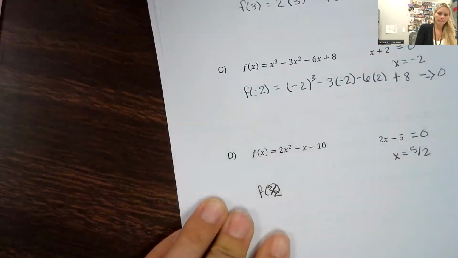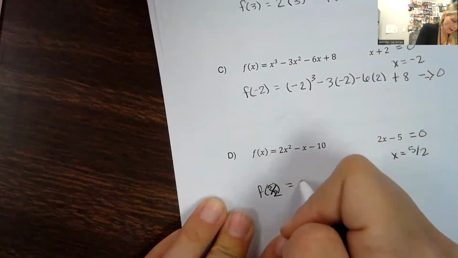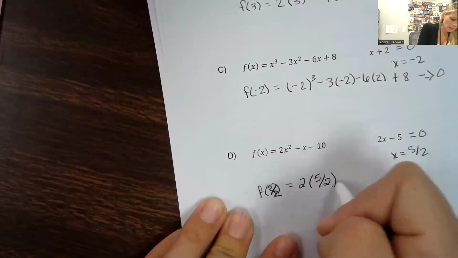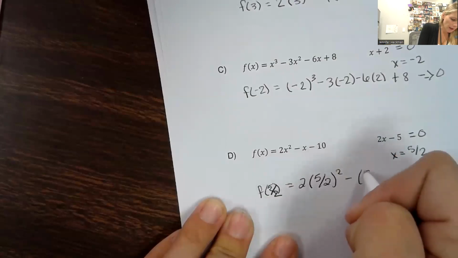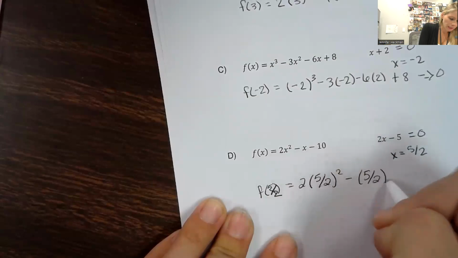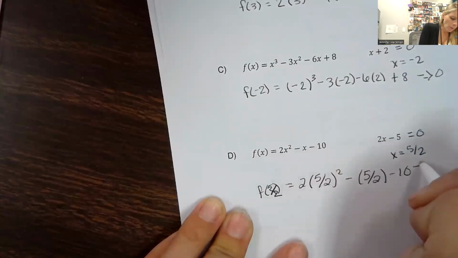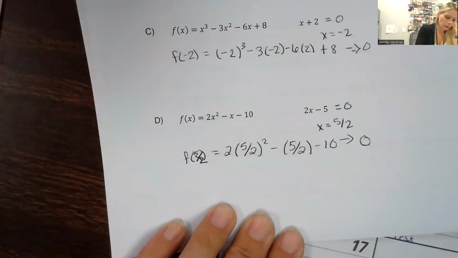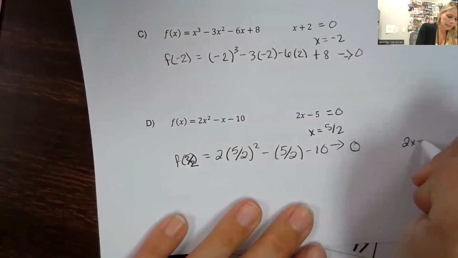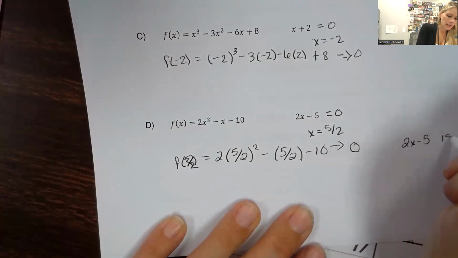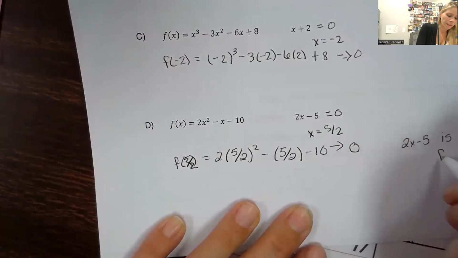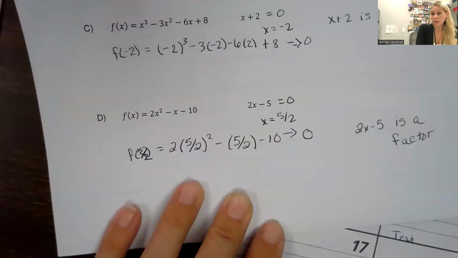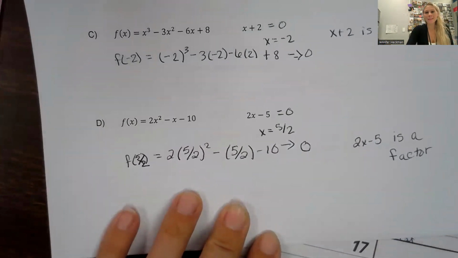And then plug in 5/2 for every x we see. So 5/2 squared minus 5/2 minus 10. And what do you know? When you plug that in the calculator, you get 0. So yes, 2x minus 5 is a factor. Remember, if it's a factor, it means it can be broken up nicely, evenly into that. Okay. All right, let's try some practice on that.